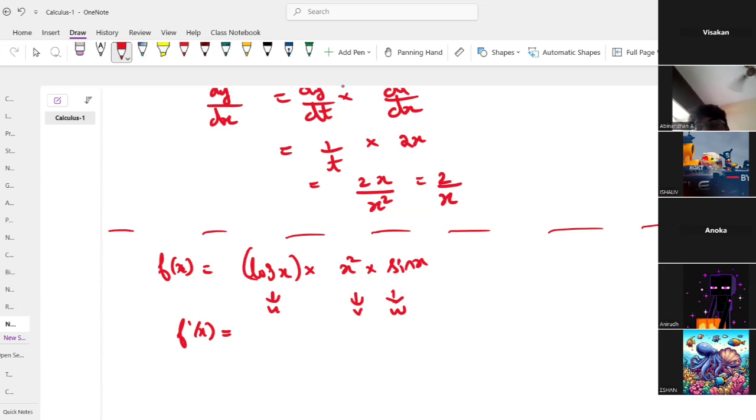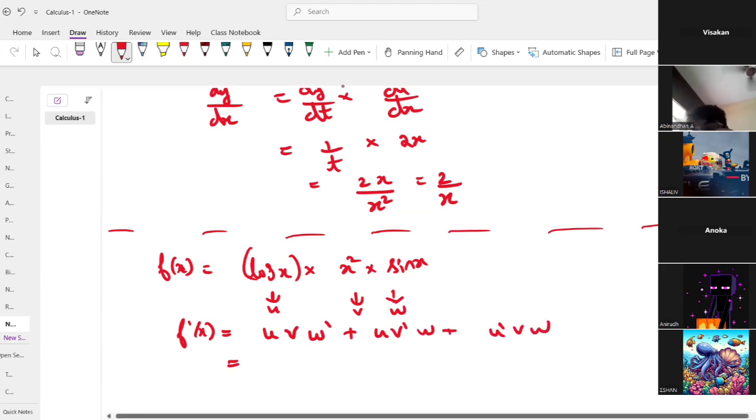Now there are three things. So when there are three things, what you do is you leave two things undisturbed at a time and differentiate the one thing. So I would say uv dash w plus uv w dash plus u dash vw. Clear? So meaning you are allowed to differentiate only one thing at a time.